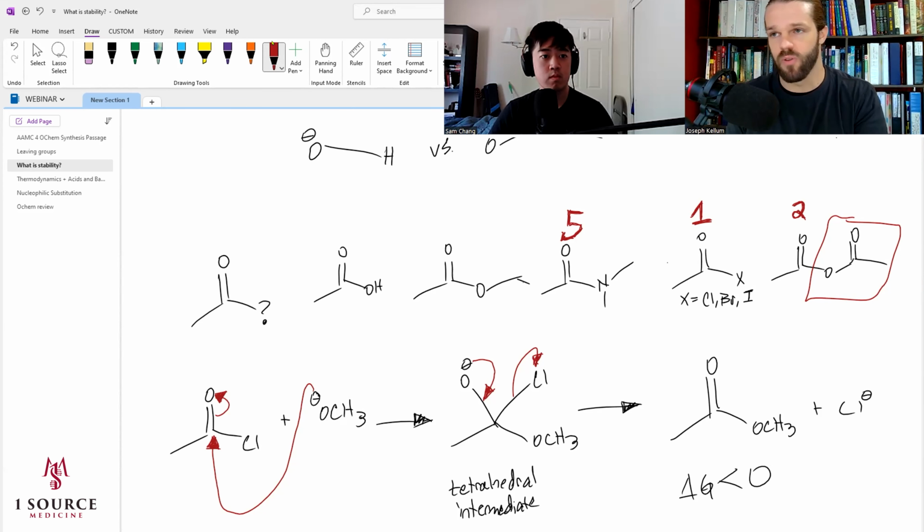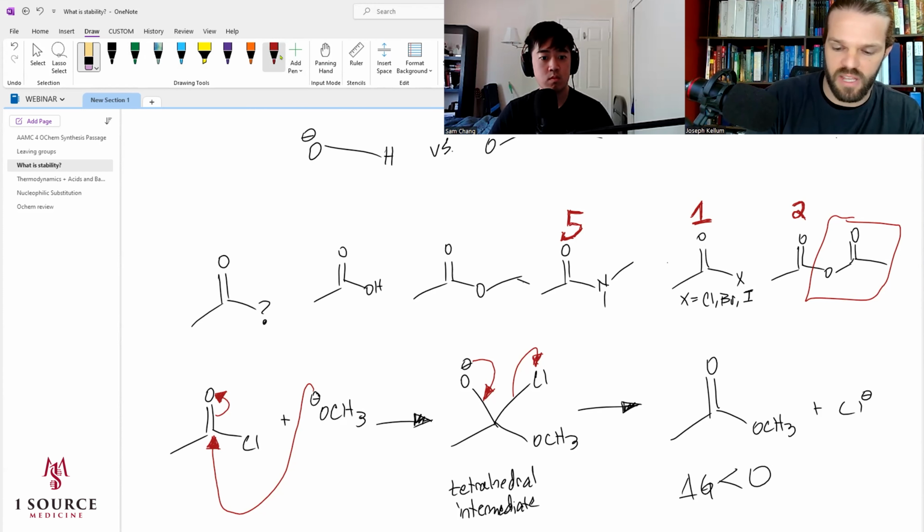So in this case, I drew ethoxide. It's just slightly less stable than hydroxide. And so for that reason, the carboxylic acid is more reactive than the ester because it has a slightly better leaving group. Better meaning less bad because they're both bad. But so that's how you order these.